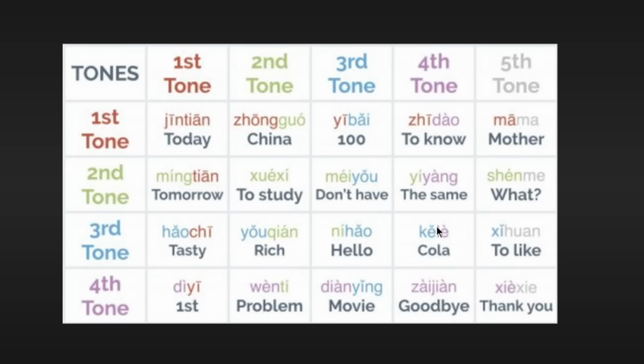Then 可乐, 喜欢. I tend to put a first tone here, but I guess you can do 喜欢 without a tone if you want. And then fourth tone, 第一, first. You see this a lot in like books, the first lesson, first chapter, whatever. And then 问题, problem. It can also be question. 有没有问题?